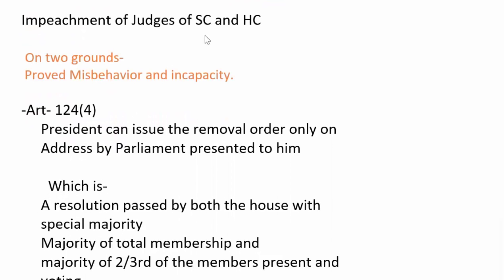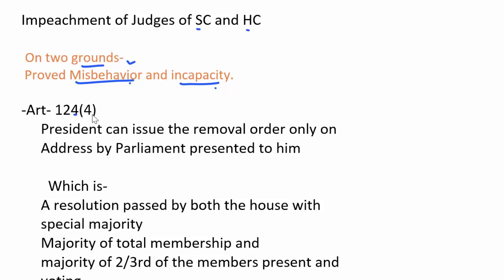Judges of Supreme Court and High Court can be removed on two grounds: proved misbehavior and incapacity. So the first difference is grounds of removal. The grounds of removal for president is only the violation of the Constitution. However, the grounds of removal of a Supreme Court judge and High Court judge is proved misbehavior and incapacity.